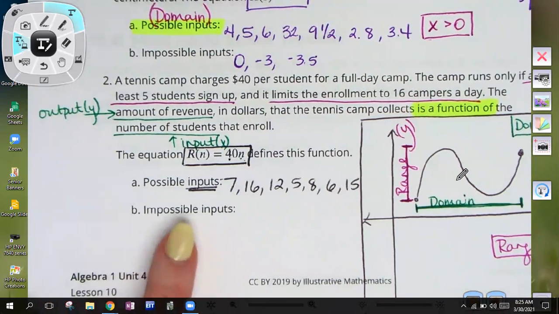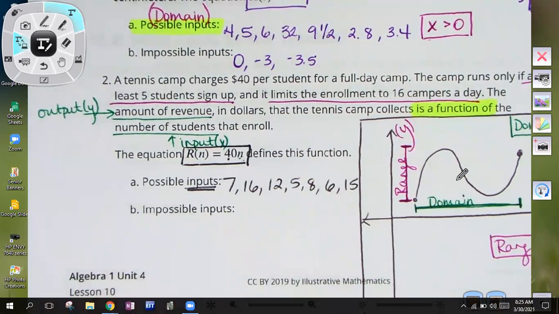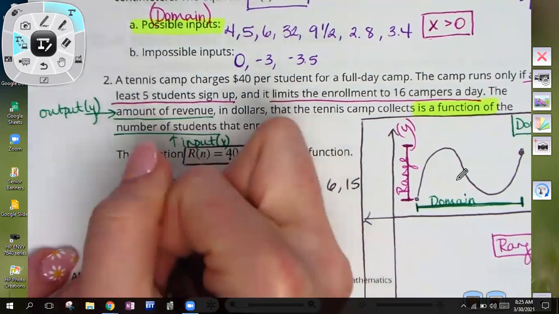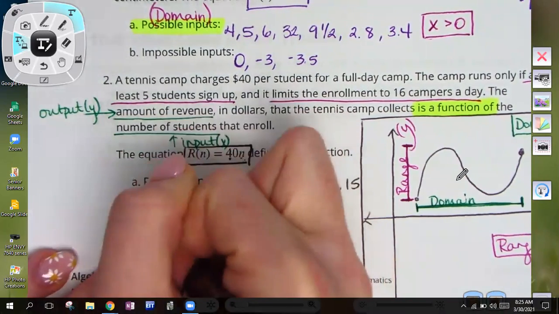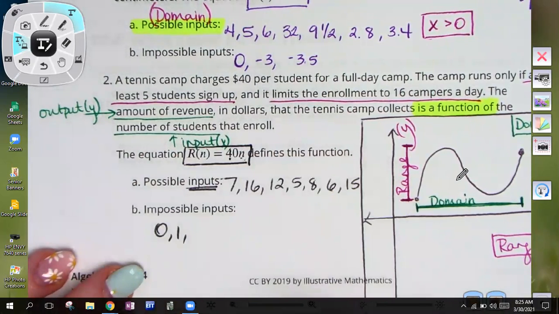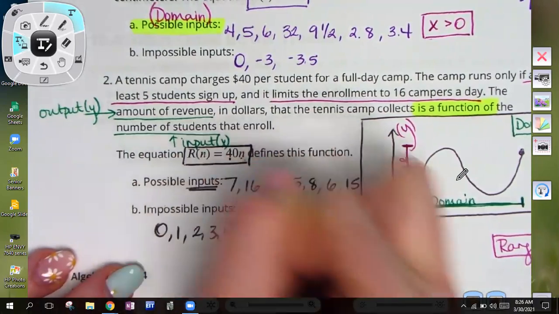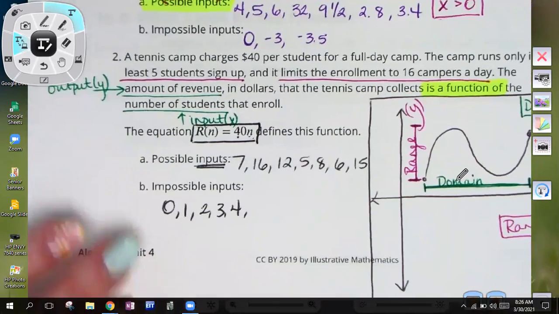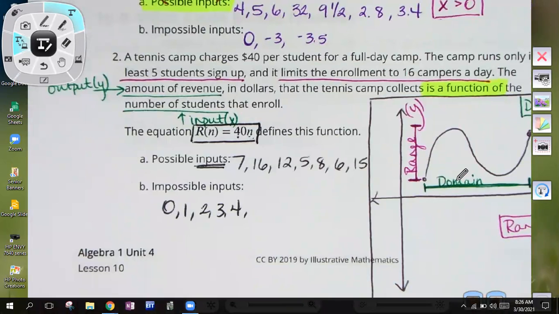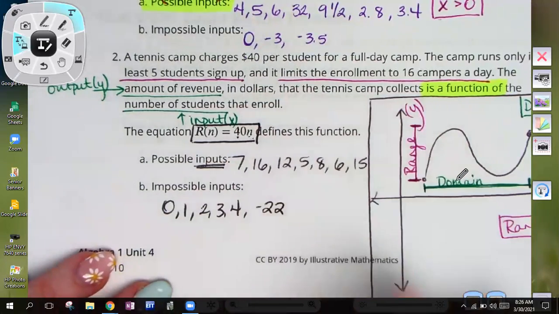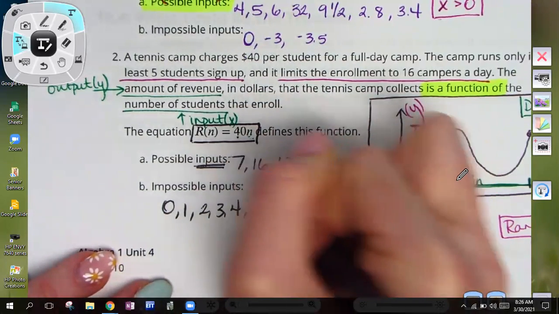Now let's look at impossible inputs. Which numbers could not go for this particular function, Ava? 0. Kobe. Anything negative, which, I mean, it'd be pretty weird if you took a negative bunch of kids. You'd take kids away from the camp, and that's kind of illegal. Negative 22. Yeah, we can have negative numbers. Kai, 2.5. Okay, good.